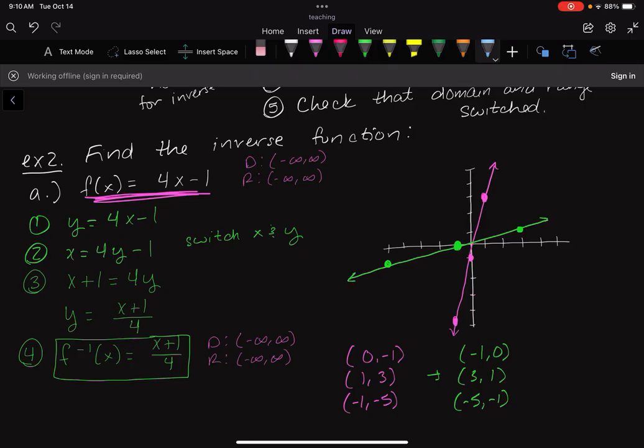And so I really just want to show you what the inverses are actually doing. They are reflecting over this line right here in the middle, which is the line y equals x. So that is the property of inverses. They reflect over the line y equals x. Kind of cool.